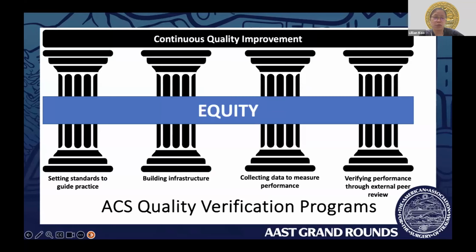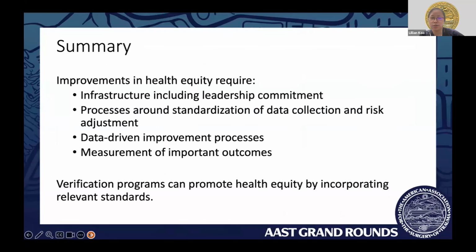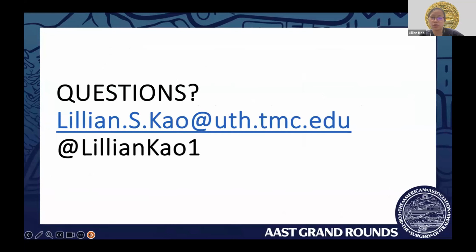You need to have infrastructure, and that has to be evaluated as part of the verification process. You have to collect the data and act on it, and ultimately, whether it's the ACS, CMS, or Joint Commission, or some other organization, there's verification of performance through external peer review. And really, this slide just says the same thing. So if anyone has any questions, I'd be happy to take them.